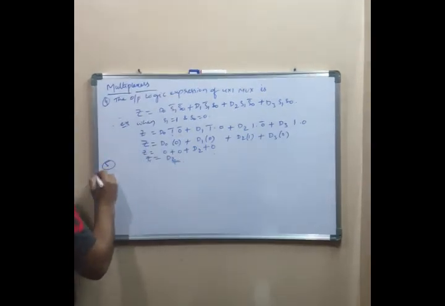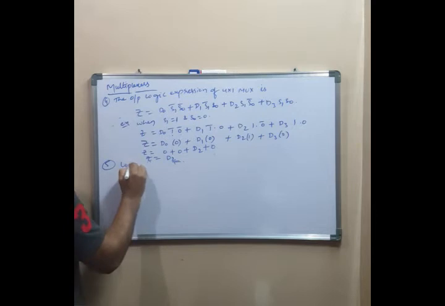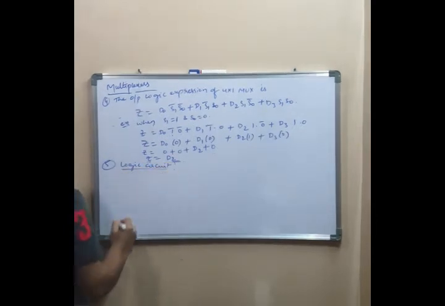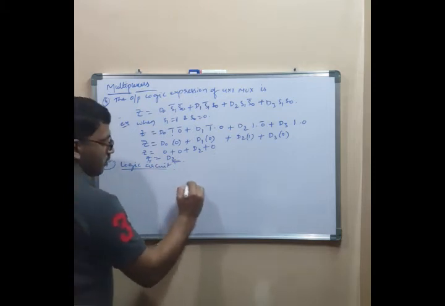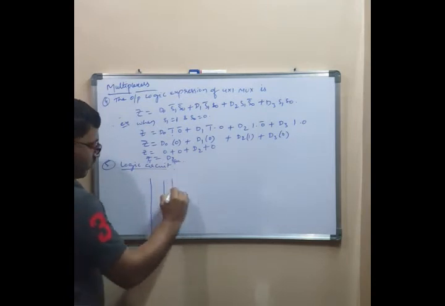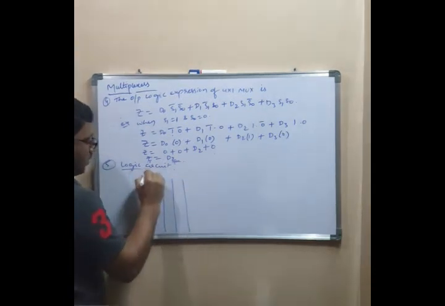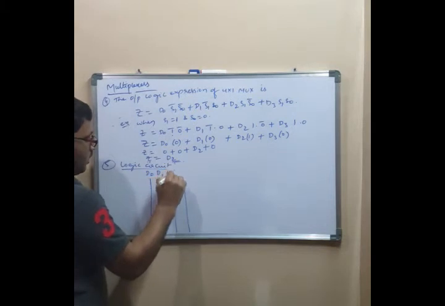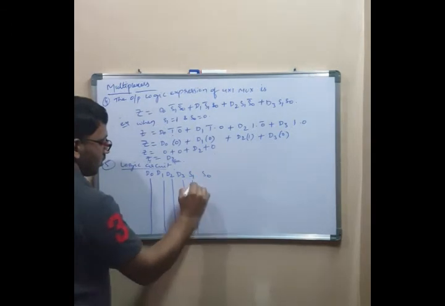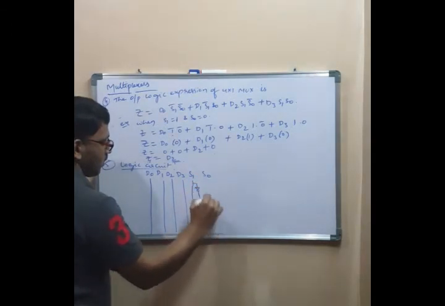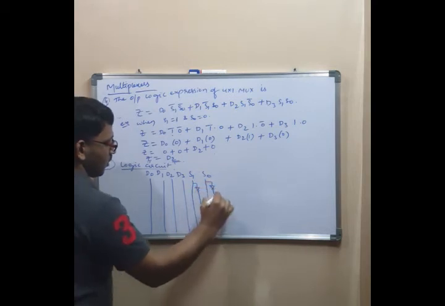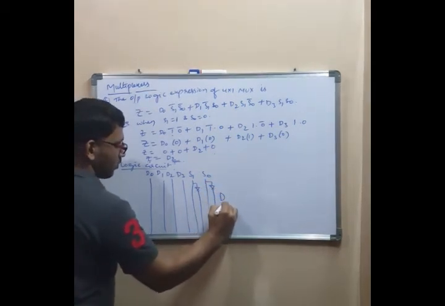Fifth one. Logic circuit. How will you draw the logic circuit? I will take 4 data inputs, D0, D1, D2, D3, 2 select inputs, S1, S0, and their complements. How many AND gates do we have? 4.